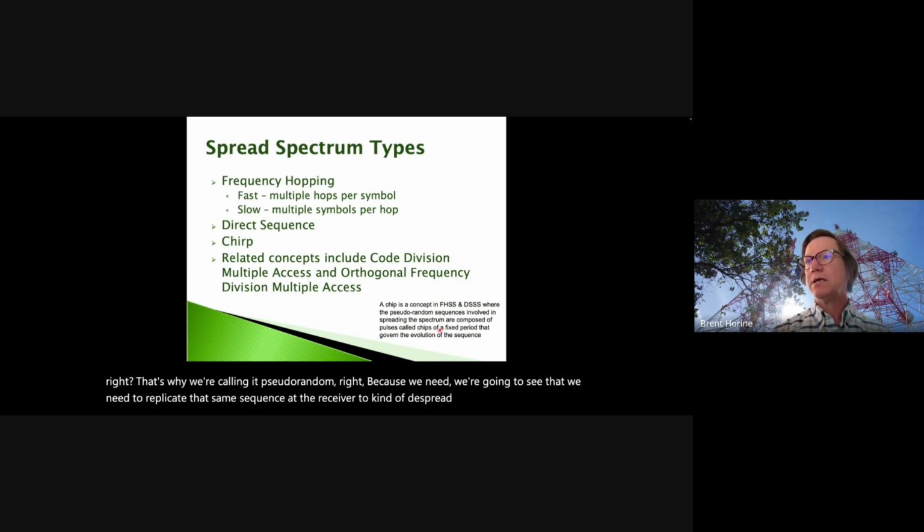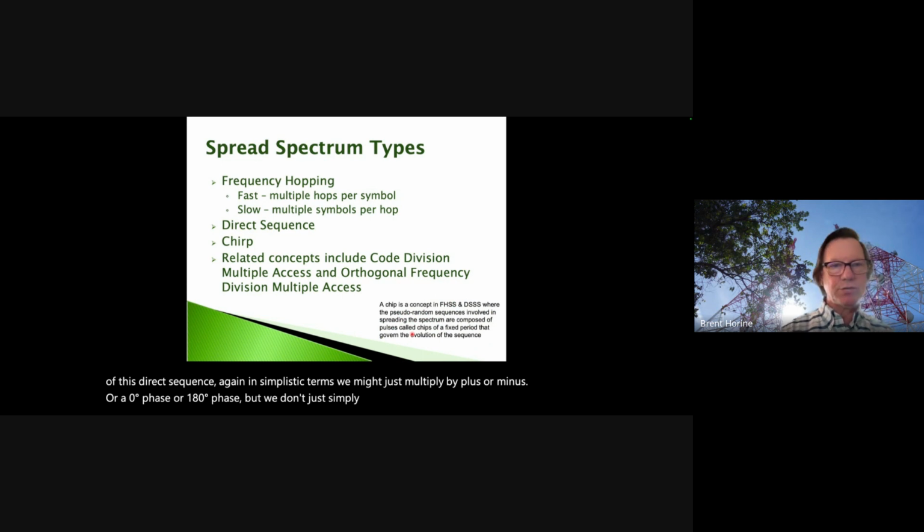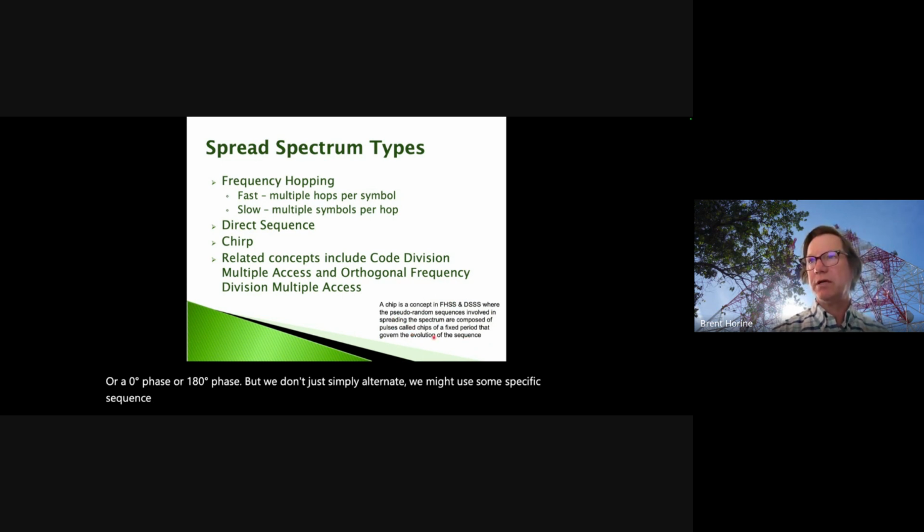So in the case of this direct sequence, again, in simplistic terms, we might just multiply by a plus or minus, or a 0 degree phase or a 180-degree phase. But we don't just simply alternate. We might use some specific sequence, pseudo-random sequence of those, right?